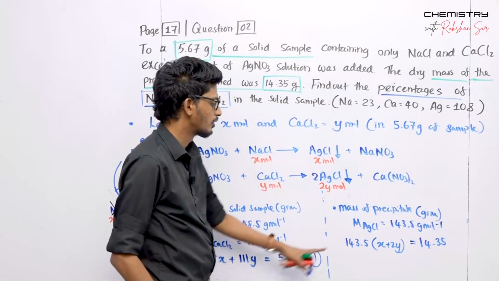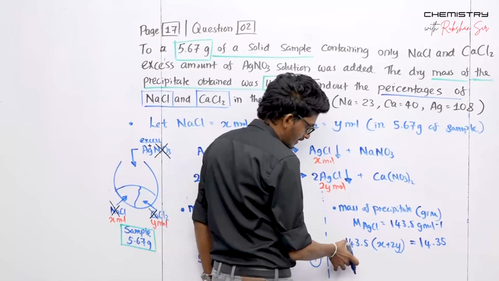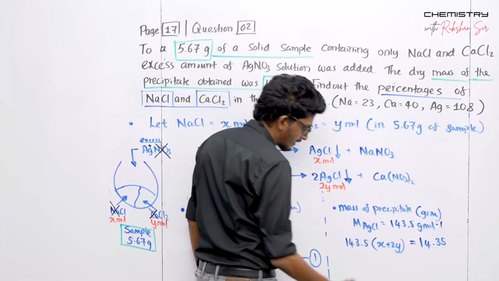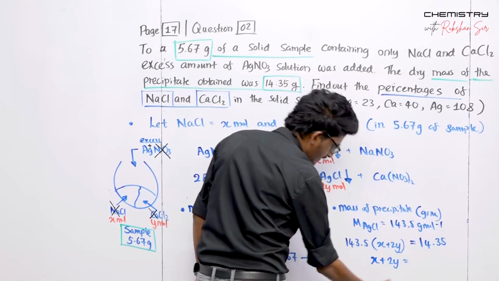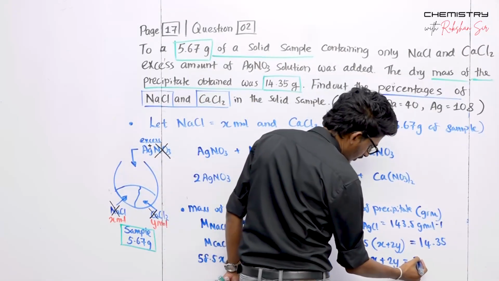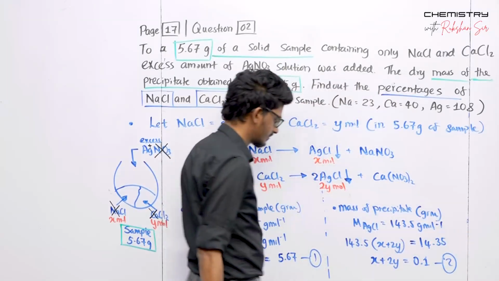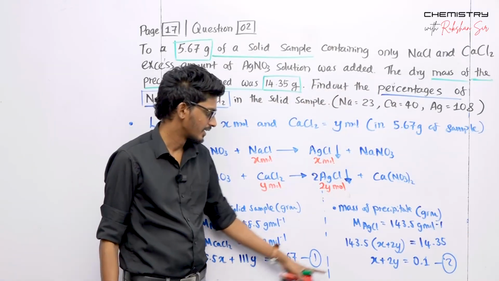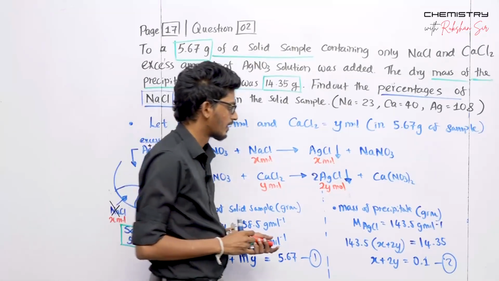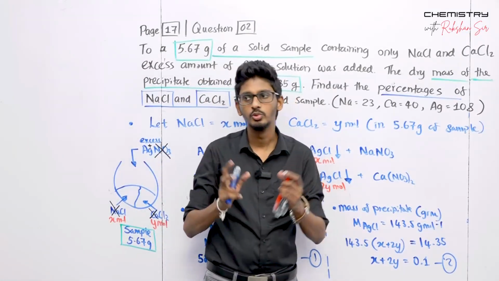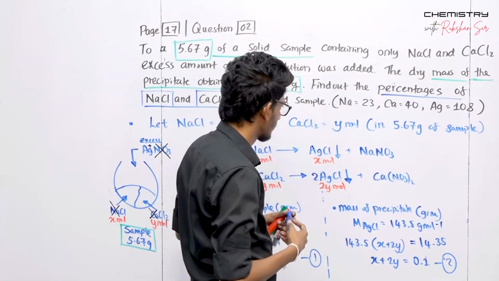Right? So if you are to simplify this, if you divide this whole equation by 143.5, you will get the number as X plus 2Y is equal to 0.1. That is the second simultaneous equation. So you now have come up with two simultaneous equations, right? Now what we need to do is just solve for the two unknowns.